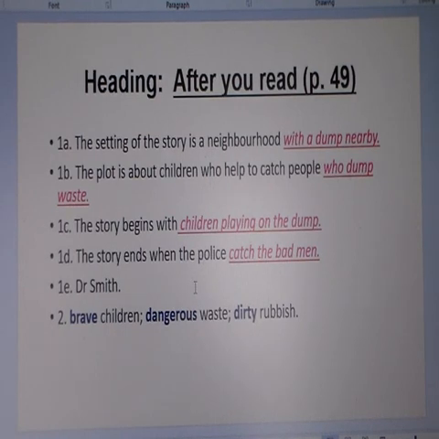Your adjective describes your noun. I've highlighted the adjectives in a different color for you. So the first one is brave children. The second one, dangerous waste. And the last one, dirty rubbish. That was quite an easy one.